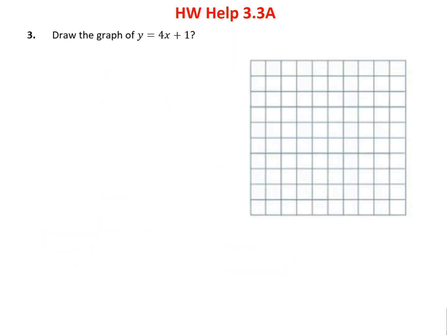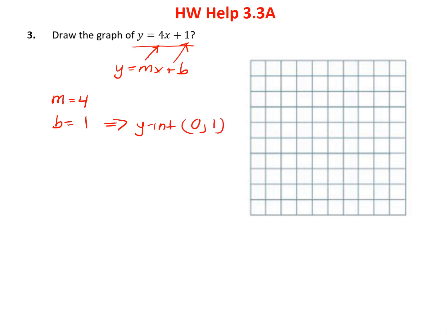The third problem asks us to draw a graph of this equation, y equals 4x plus 1. Well, you remember y equals mx plus b. So notice my m, my slope, is 4, and my y-intercept is 1. Okay? So what we're going to do here, our y-intercept is 1. Because b is 1, that implies that we have the point 0, 1. The y-intercept is the point (0, 1). You can kind of see that looking into our equation here. If x was 0, then 0 times 4 would be 0, so y would be 1.